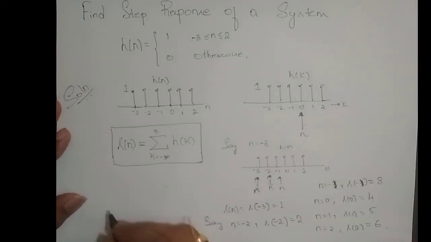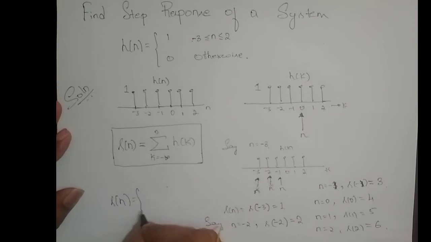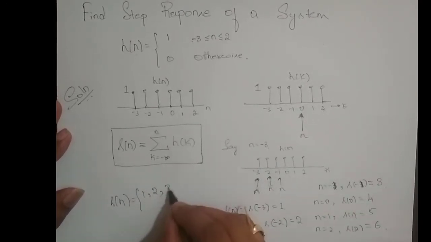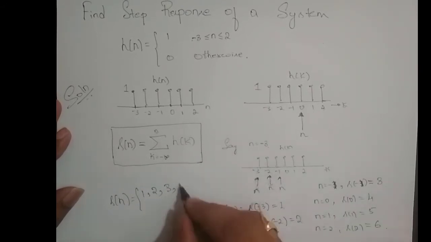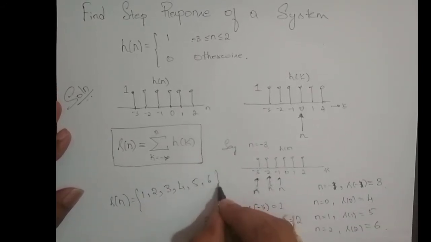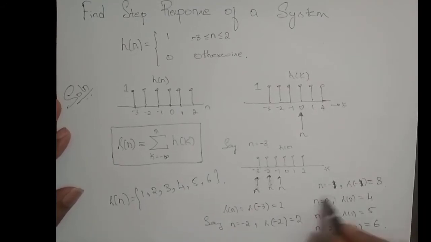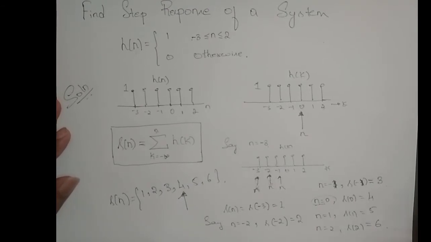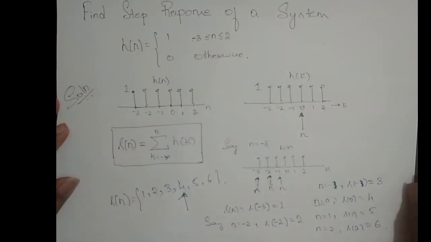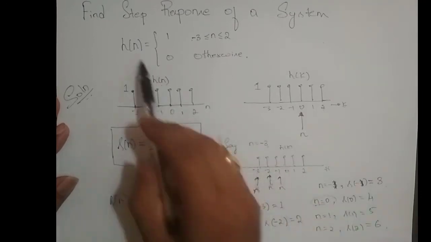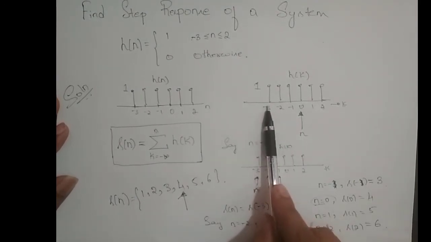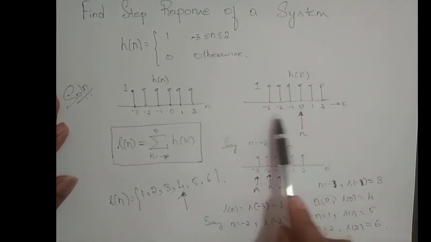So ultimately I can write S of n as: at -3 it is 1, at -2 it is 2, at -1 it is 3, at 0 it is 4, then 5, 6. Where should I keep the arrow mark? At n equal to 0, and it is at 4. So this is the step response of the system represented by the impulse response h of n. It is just the running sum of the impulse response, and this running sum depends upon where I keep this n.